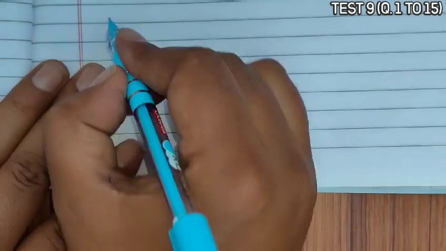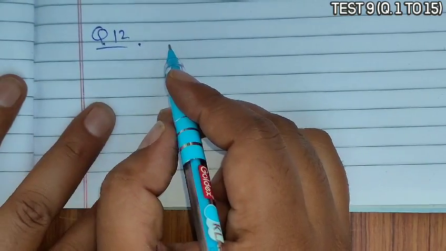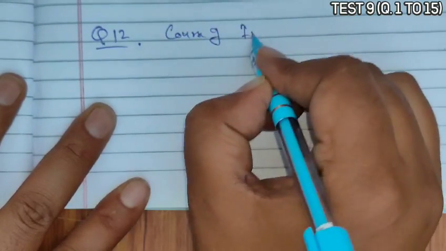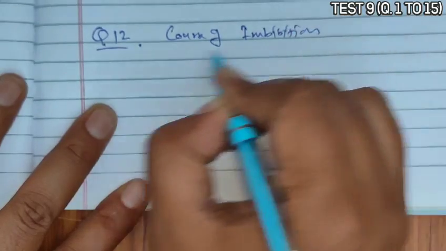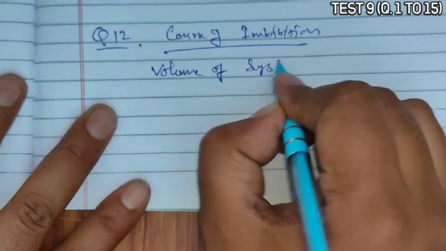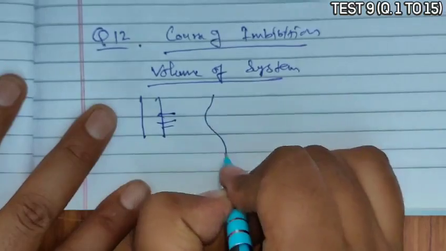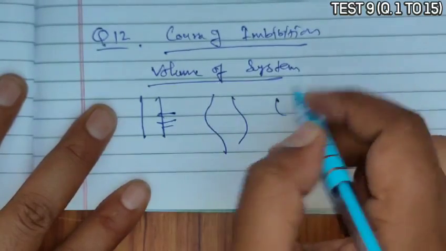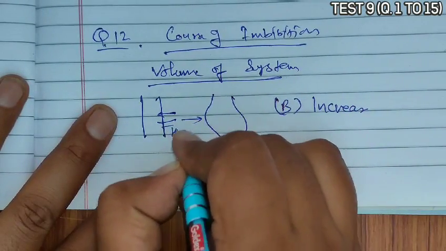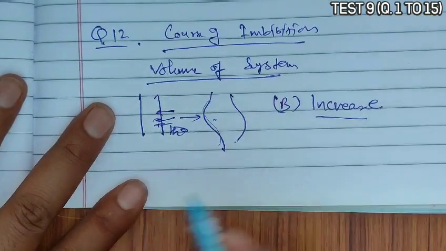Next is question 12. Question 12 asks that in the course of imbibition, the volume of system. So if imbibition occurs in any system, the volume increases. So option B becomes the correct answer, that is increases. Suppose water is imbibed here and this gets a shape and increases in size, so it is known as increase in volume.